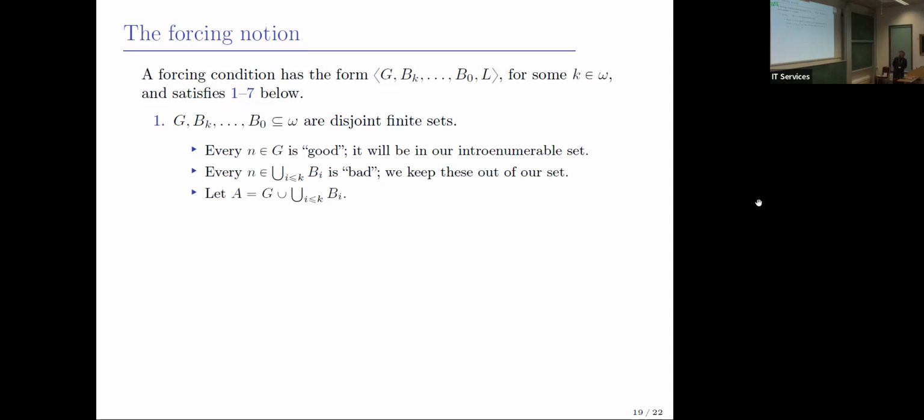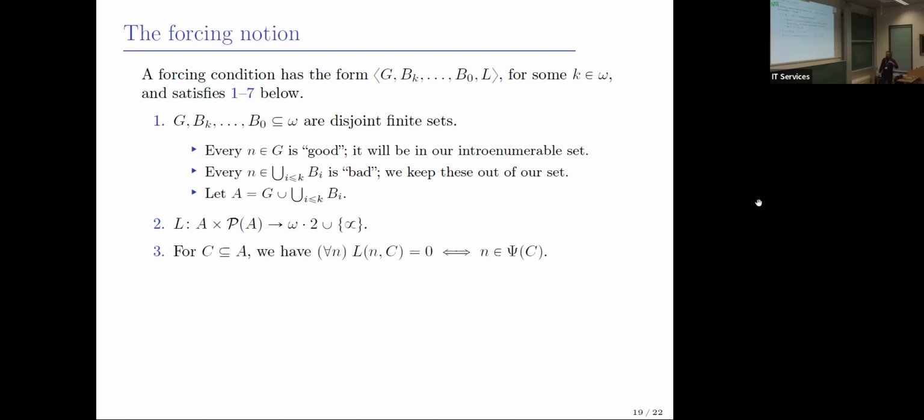Let A be the union of all the elements of the good and bad sets. Our labeling is going to map A cross the power set of A to almost an ordinal, omega times 2 union this funny symbol. Basically, LNC tells us how close we are to adding n to psi of C.